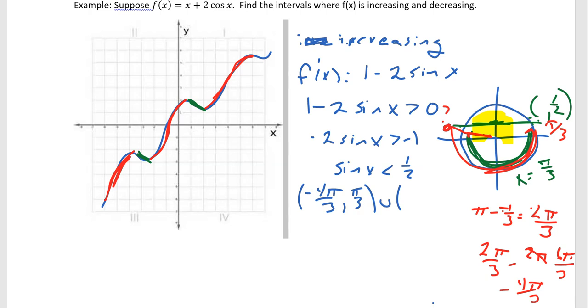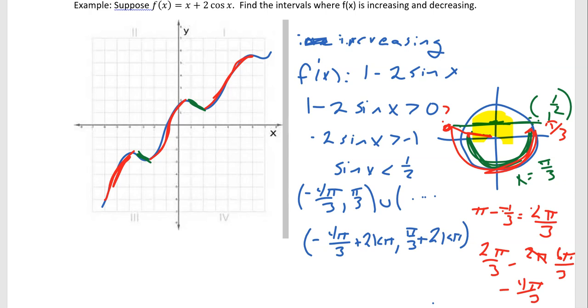Okay, so I think that kind of goes on and on and on. But since we're going full circle each time, where did that come from? 4 pi over 3 plus 2k pi, because we want to go full circle there. And we're going to end at pi over 3 plus 2k pi. So it's increasing on all of those intervals.